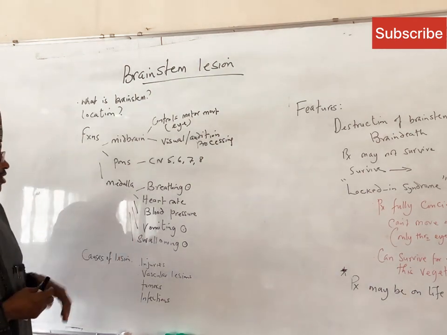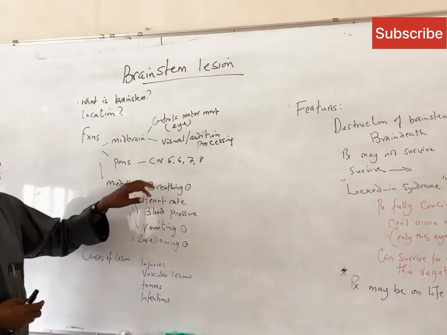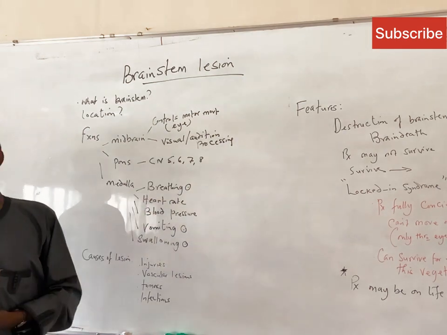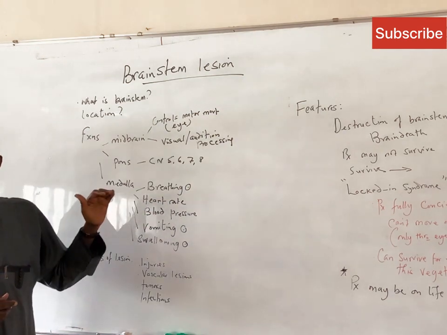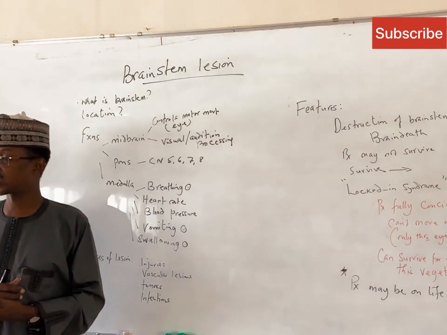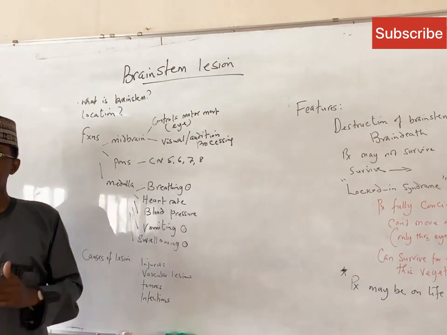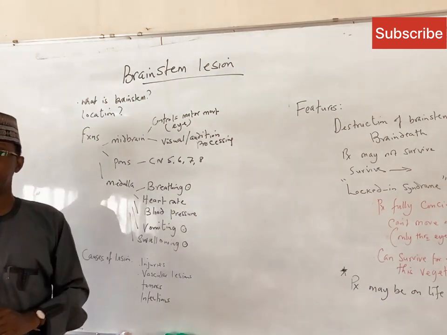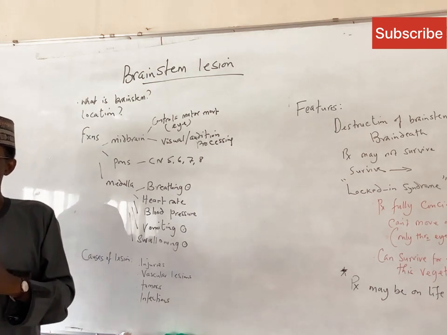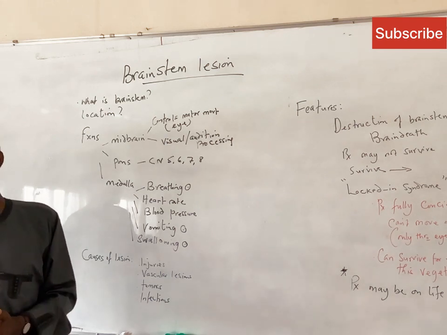In the pons, we have what we call the 5th, 6th, 7th and 8th cranial nerve nuclei that are housed in the pons. So the pons serves as a bridge between the midbrain and the medulla oblongata. Midbrain above and medulla oblongata below. So the pons is in between, like a bridge. When you want to cross a river, you have to pass above the bridge for you to cross.